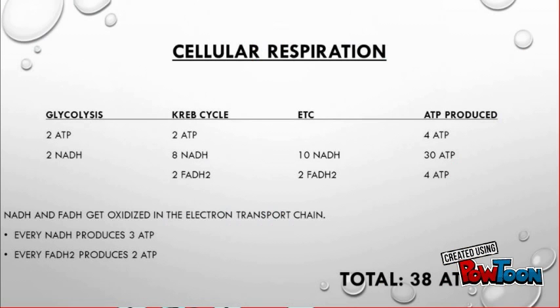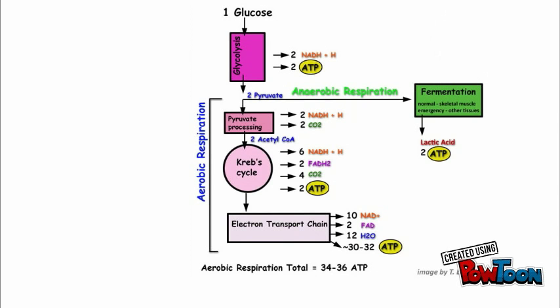So, by reoxidation of 10 NADH molecules, 30 ATP molecules are produced. And by reoxidation of 2 FADH2 molecules, 4 ATP molecules are produced in the electron transport chain.